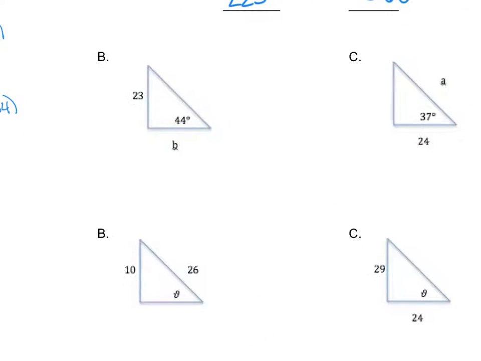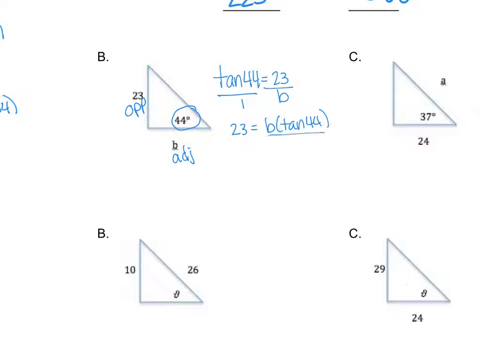For B, again, this is the angle that's given. This is opposite that. This is adjacent. So opposite and adjacent is tan. So the tangent of 44 is opposite over adjacent. We're going to put a 1 under here. We're going to cross multiply. Now this time we don't get the letter by itself right away, so we still have to do one more step to get there. So B is going to be 23 divided by the tangent of 44. And that's 23.8.